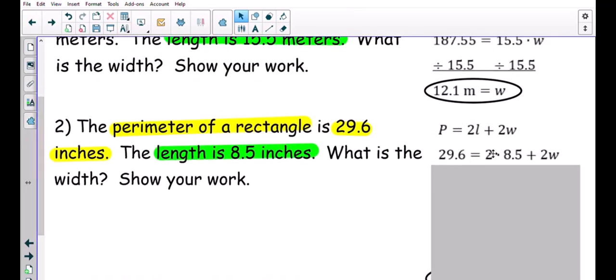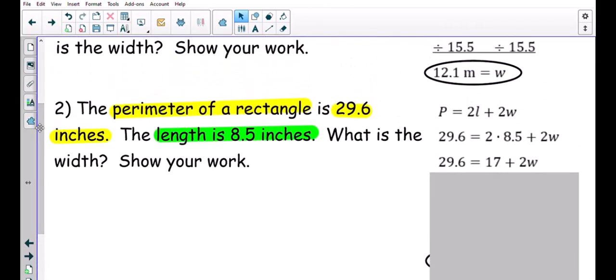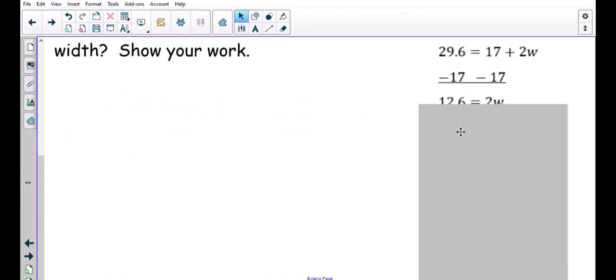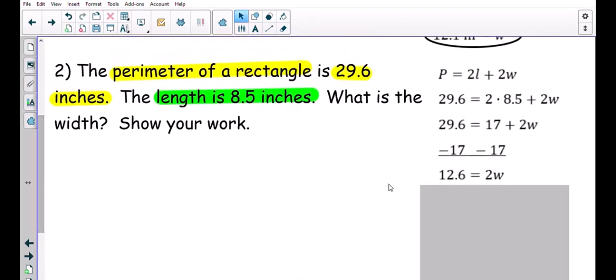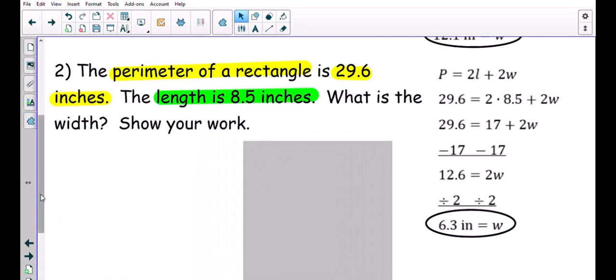So we have 2 times 8.5 here, which is going to get us 17. So we have 29.6 equals 17 plus 2W. Again, replacing, simplifying. Go from there. We'll subtract 17 from both sides. That will get us 12.6 equals 2W. Divide both sides by 2, and that's going to get us 6.3 inches for our width.